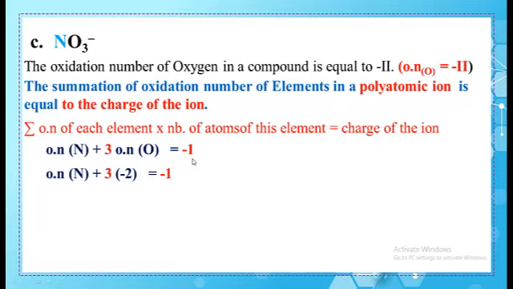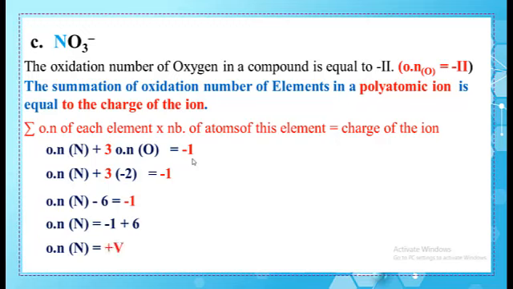So substitute now the oxidation number of oxygen with -2: the oxidation number of nitrogen plus 3 times -2 equals -1. So the oxidation number of nitrogen - 6 equals -1. Now the oxidation number of nitrogen equals -1 plus 6. So it's equal to +5, in Roman.